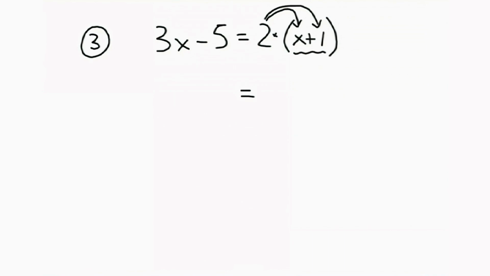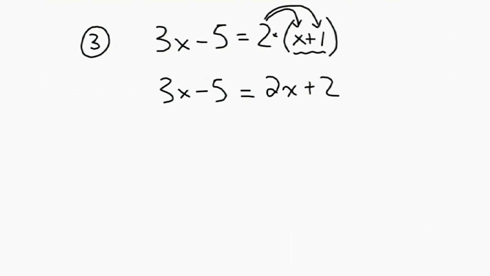And so the right-hand side of this equation will become 2 times x is 2x, and 2 times 1, positive 1, is positive 2. And now we have 3x minus 5 is equal to 2x plus 2. And so now we've got rid of our brackets, which is the main part of this question, and now it becomes relatively easy to solve.